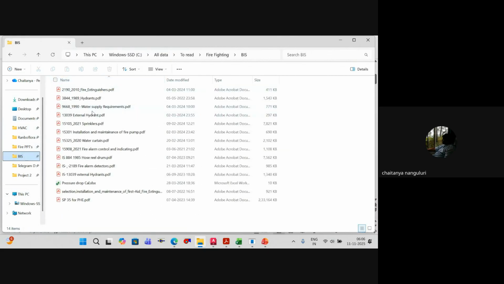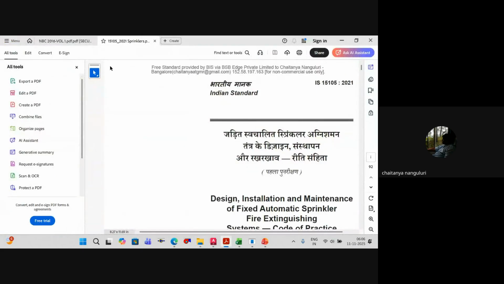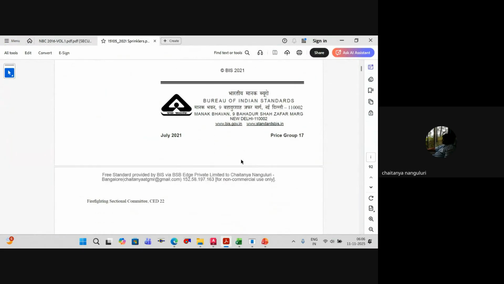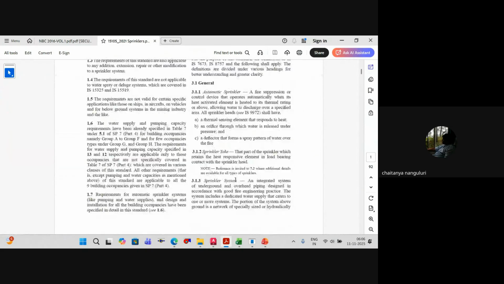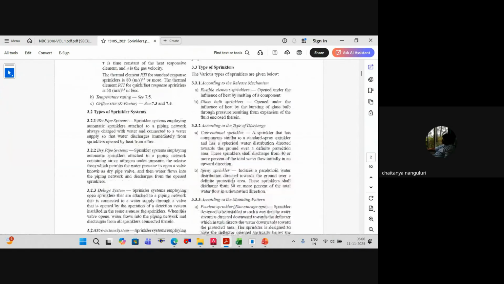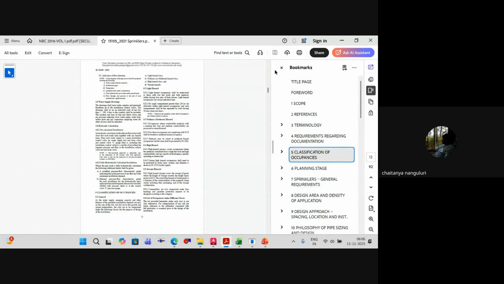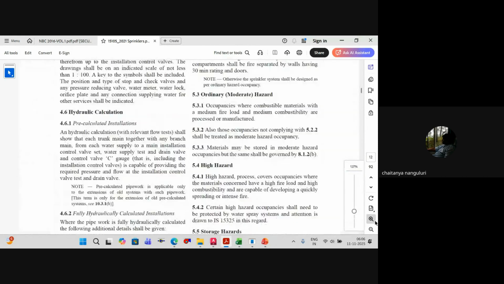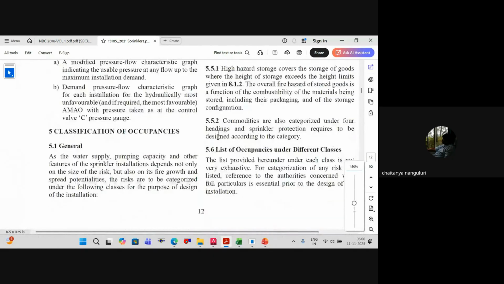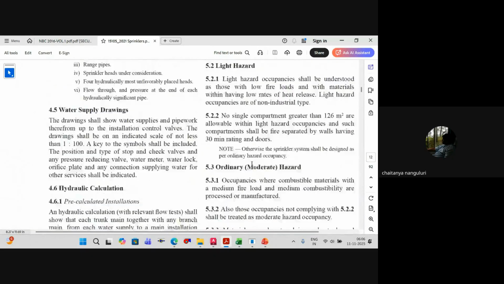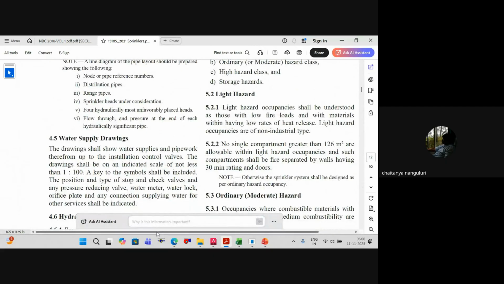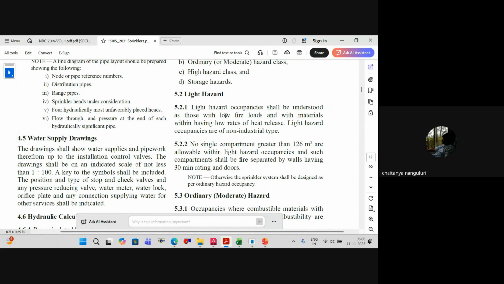IS 15105, for classification, understanding the classification in a detailed way. Of course, as per NBC, it obviously comes under light hazard. Classification of occupancies: light hazard means light hazard occupancy shall be understood with low fire loads, and obviously a hospital and all means you have very little fire load. Less hazardous it is. Yes.